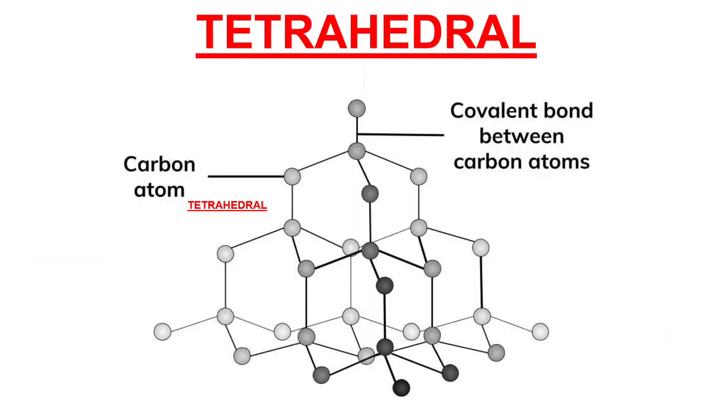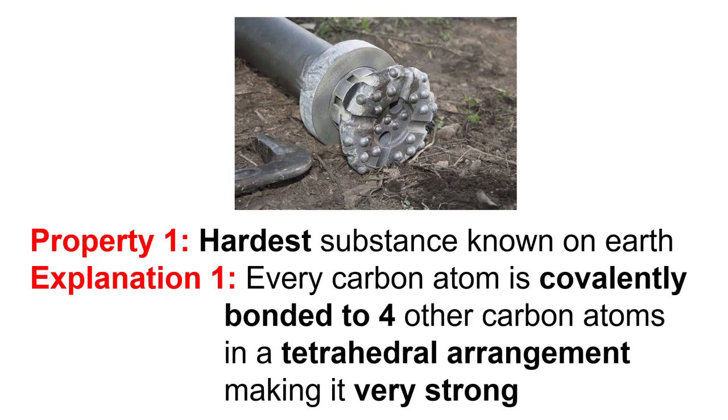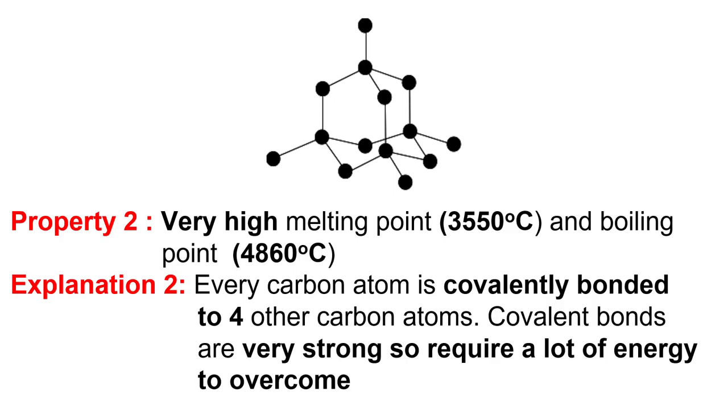So diamond is the hardest substance known to man. It has a tetrahedral structure where every carbon atom is covalently bonded to 4 others. Property 1, it is the hardest substance known to man. Every carbon atom is covalently bonded to 4 others, making it very strong. It has a very high melting point and boiling point.